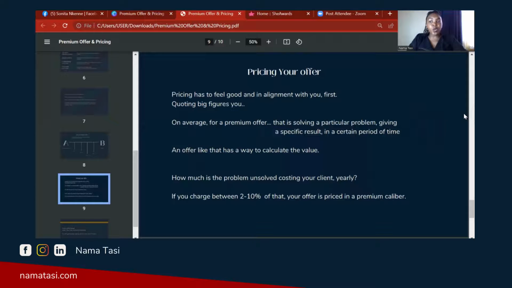So when you're pricing your offer, one, your pricing has to feel good for you.